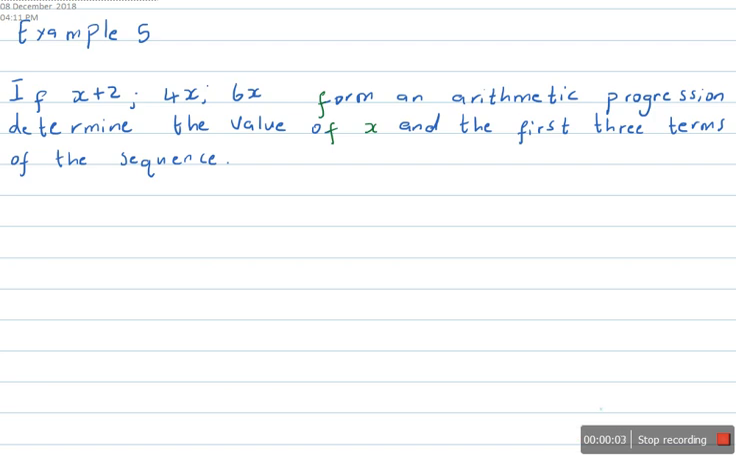Alright, so example 5 here then. If x plus 2, 4x and 6x form an arithmetic progression, determine the value of x, and the first three terms of the sequence. So sifuna i-value ka-x lapha kulama values lawa.